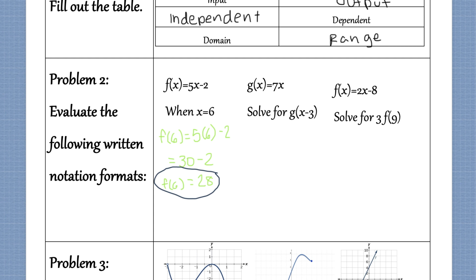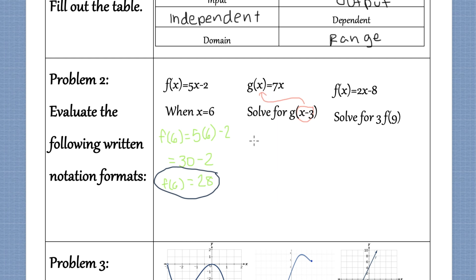x minus 3. And so this is a little trickier, but you take the x minus 3, the entire thing of x minus 3, and you plug it in wherever you see x. And so a basis for this is that whenever you want to solve for a function, everything inside the parentheses of that function that it's telling you to solve for, like in this case g of x minus 3, would go into the original equation.